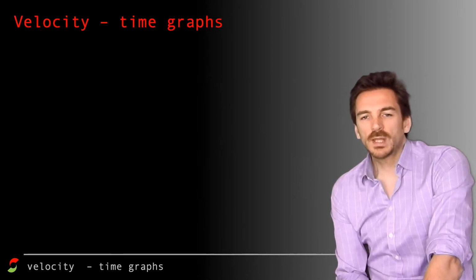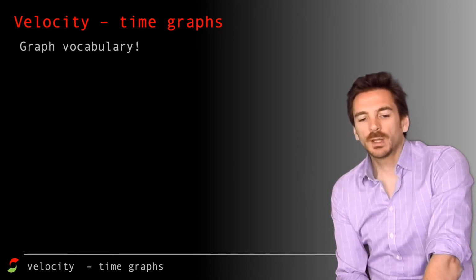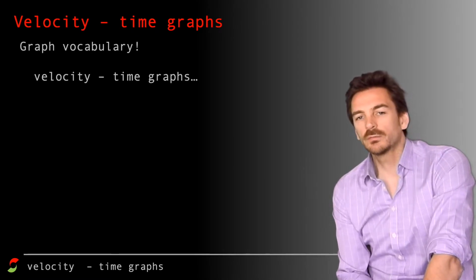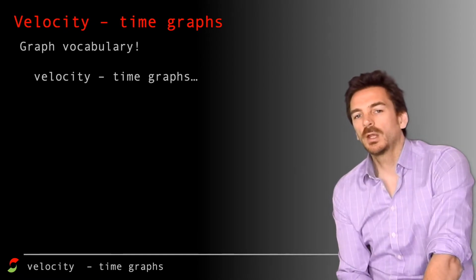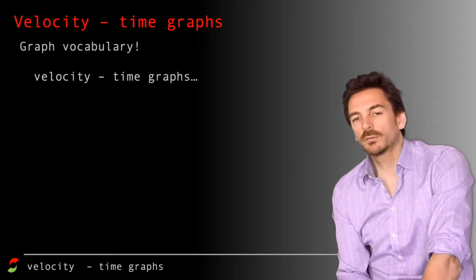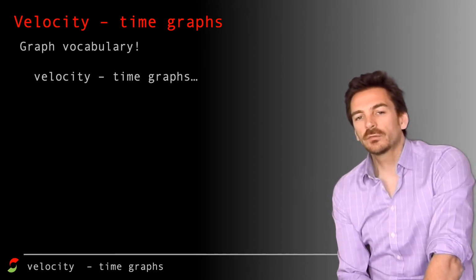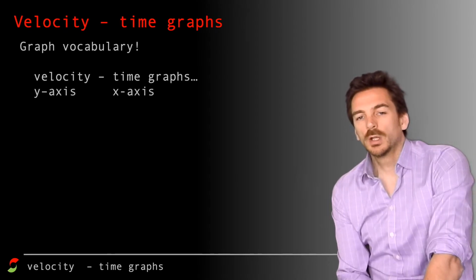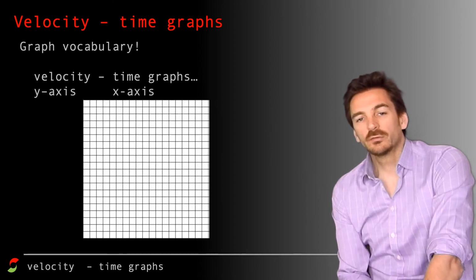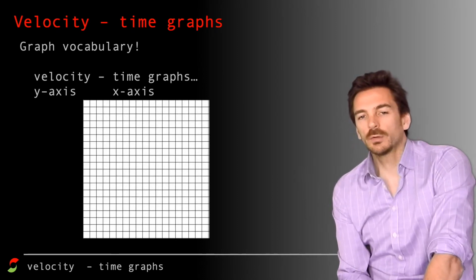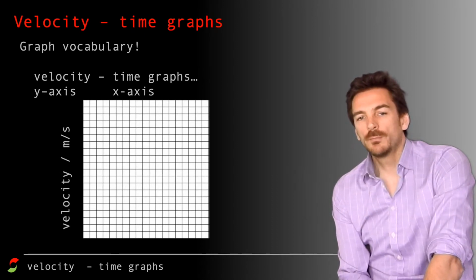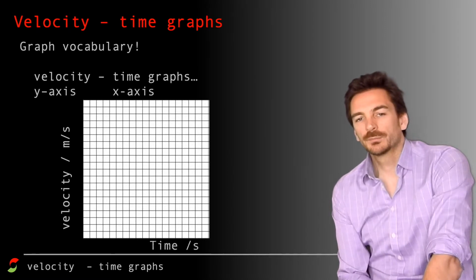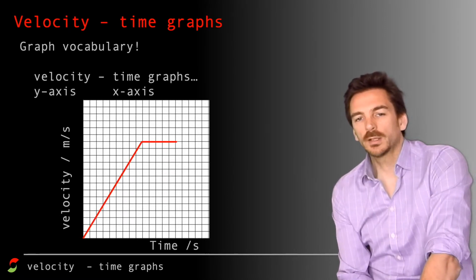So let's have a look at the vocabulary of velocity time graphs. Because of the way that we use velocity time graphs, velocity being first and time being second in that order, that tells us which axis on the graph we draw each of them. The first physical quantity goes on the y-axis. So what we have here is velocity on the y-axis and time on the x-axis, just like we did with displacement time graphs. So if we're looking at our graph paper like this, we will put velocity on the y-axis and time on the x-axis, and we might get a shape like that.